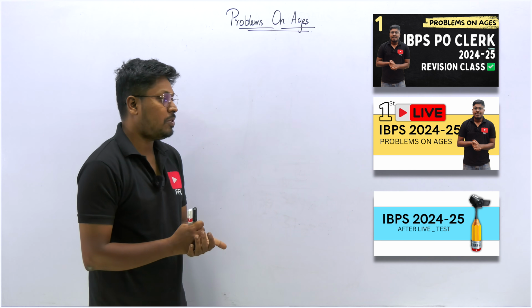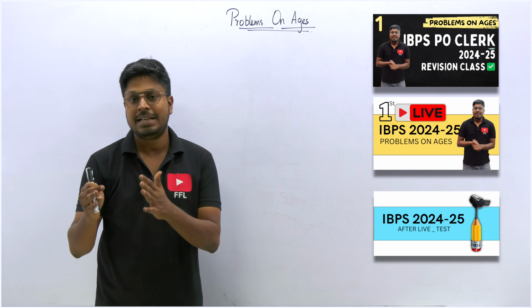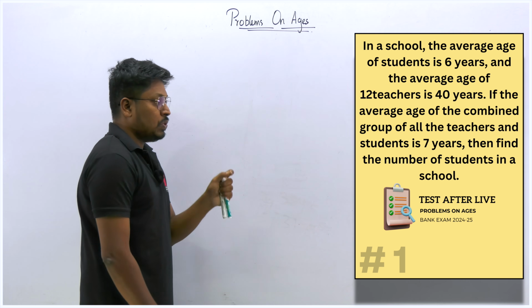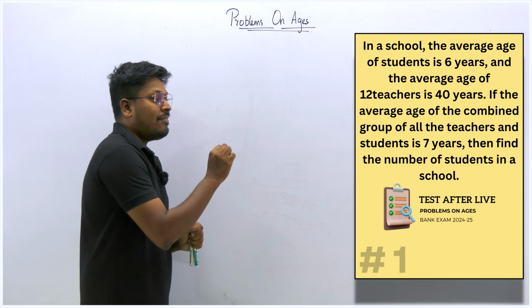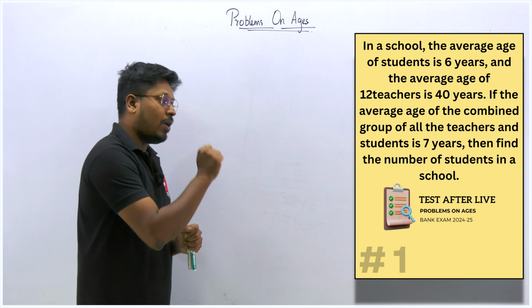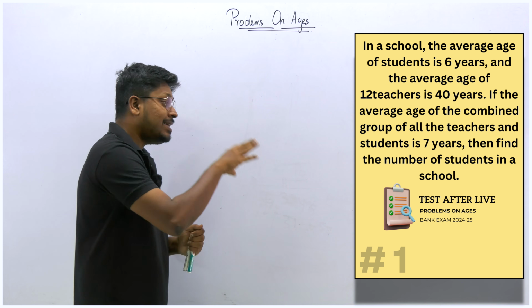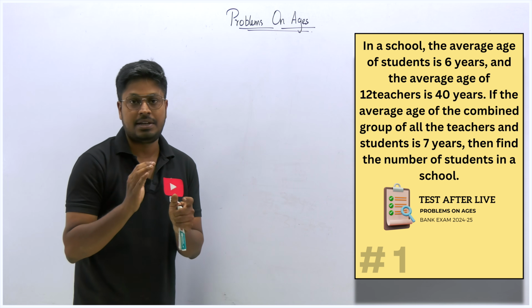So now let me move on to all the 20 questions we solved in the live class with an in-depth solution. Here is the first question. In a school, the average age of students is 6 years and the average age of 12 teachers is 40 years. If the average age of the combined group of all the teachers and students is 7 years, then find the number of students in the school.